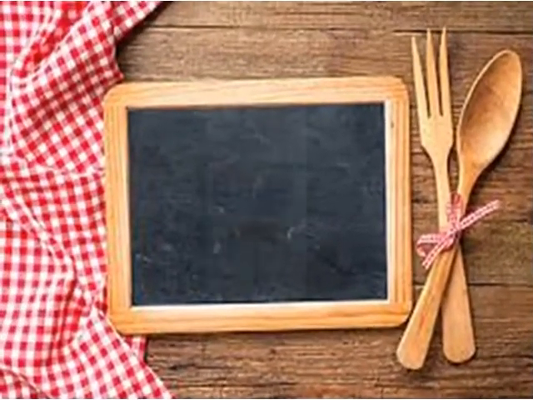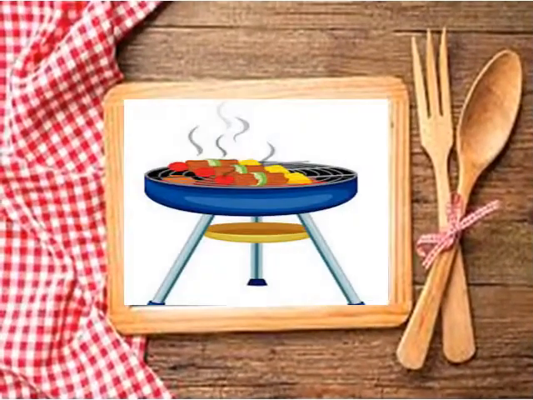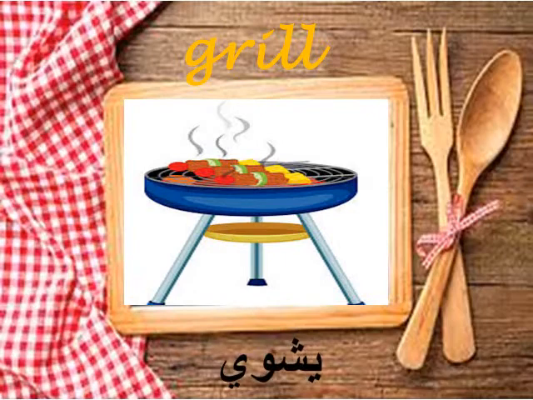نمرر الفعل الموالي. عندنا هنا the verb is grill. Grill. In American it is grill, but in British it is grill. Grill. So let's repeat. Grill. بمعنى يشوي. فعل الشواء. To grill.